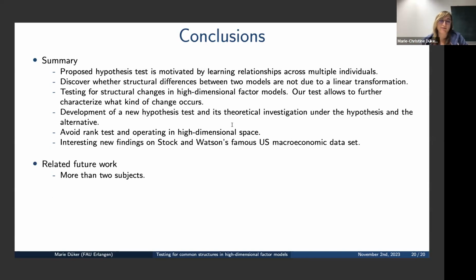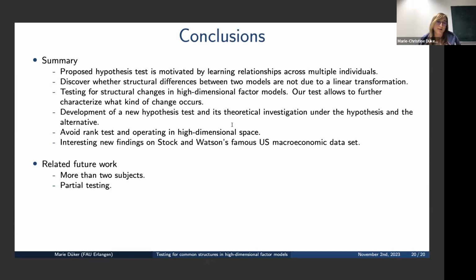One would definitely be to push everything to having more than just two subjects, which is interesting, for example, in those settings I mentioned at the beginning, like in neuroscience, where you would like to compare not just two subjects, but you usually have a group of subjects. So there's the question of how to do that in a reasonable way, since we have to transform every single series.